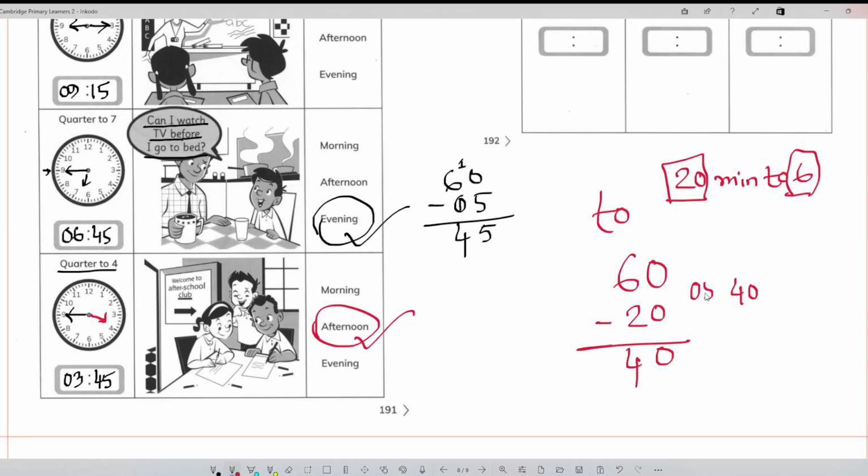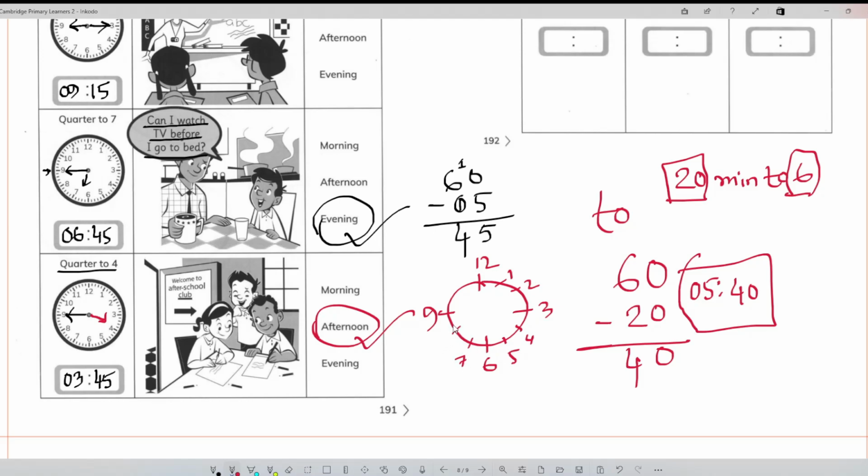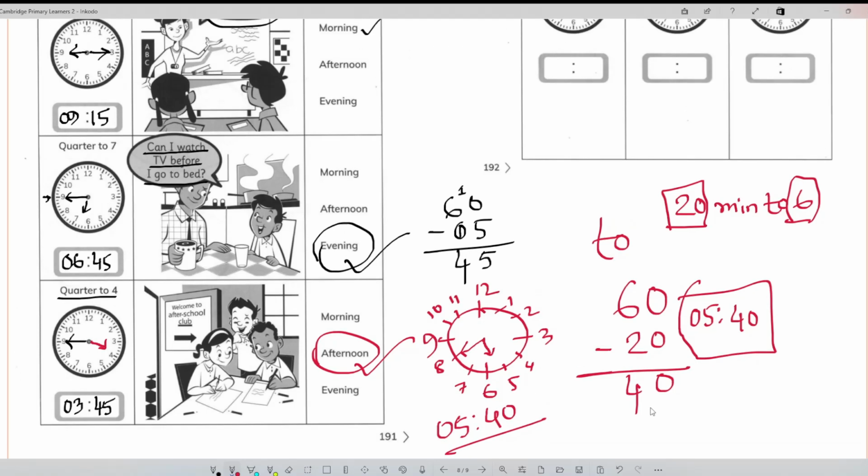It means it should be 5. So 20 minutes to 6 means 5:40. And if we want to draw, this is 12, this is 6, this is 9, this is 3. So 1, 2, 4, 5, 7, then 8, 9, 10, 11. So 5:40 means 5, and 40 means 8, and this is our 5:40. Okay, I hope you cleared this one.